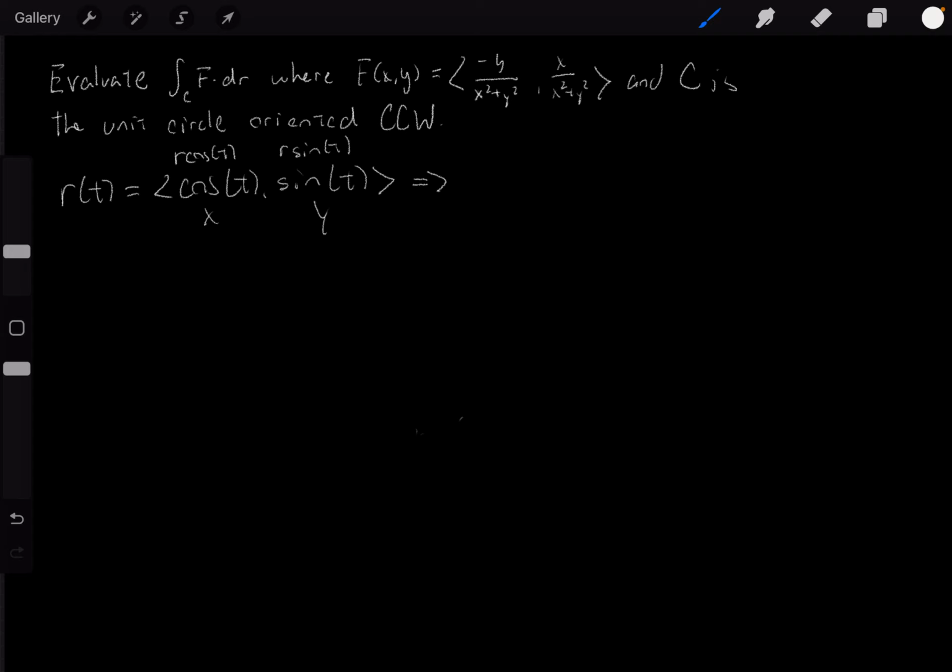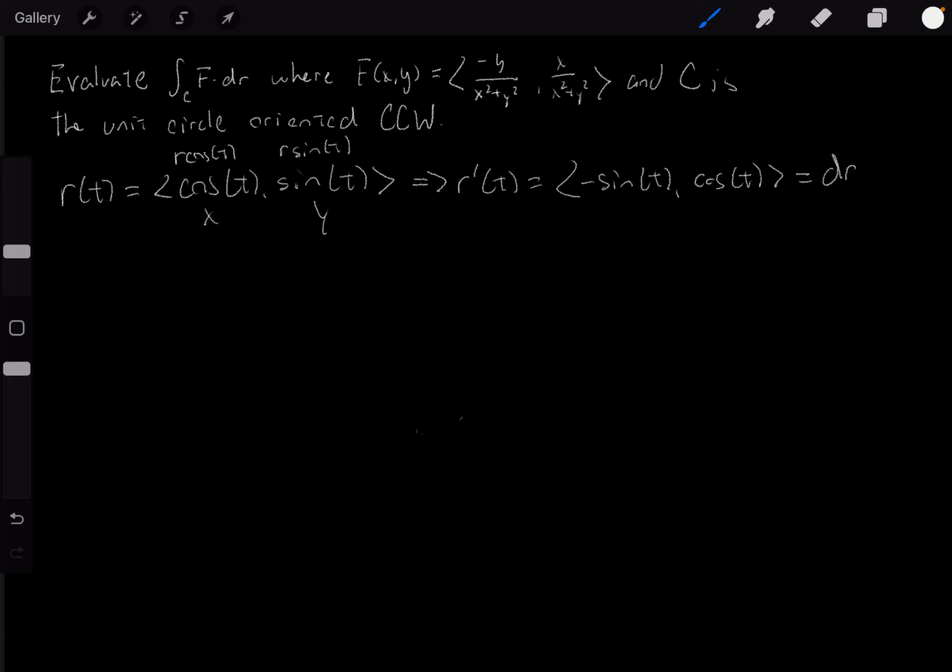But from the parameterization r of t, we can differentiate it. So r prime of t: the derivative of cosine is negative sine of t, and the derivative of sine is just cosine of t. And we have to recognize that this is the same thing as dr in the original equation that we're supposed to use.